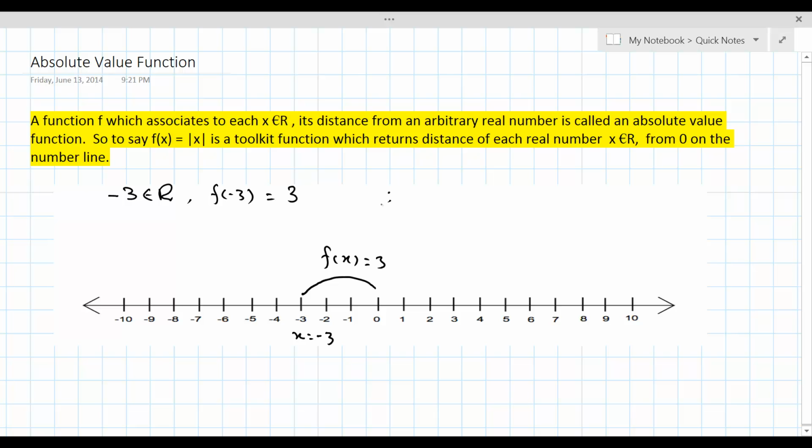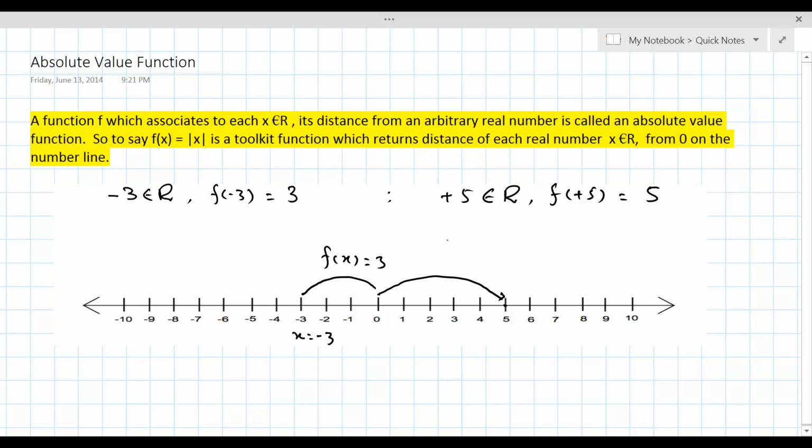Similarly, if we have another number, let's say +5. +5 belongs to the set of real numbers, means that it is on the number line, and that +5 is right here. Plus and negative sign are used only to indicate which side of the 0 is the number present on the number line. So +5 belonging to R, and what would be the image of +5 under f? So this will be f of +5 would be equal to its distance from origin, and that would be this distance, and this distance is 1, 2, 3, 4 and 5 units. So this is equal to 5.